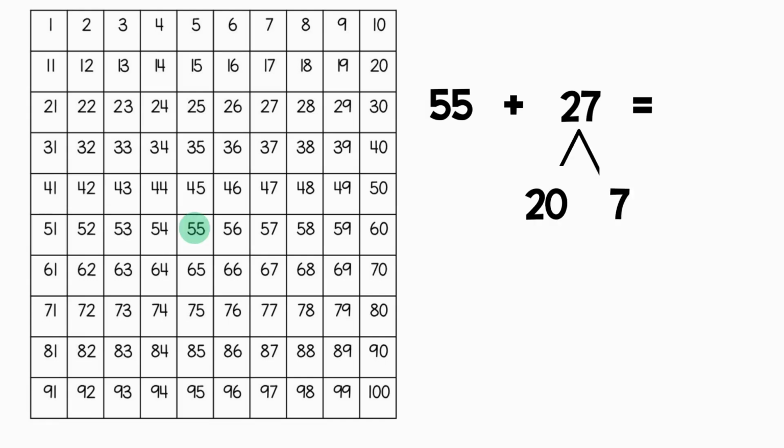Let's see how you did solving 55 plus 27. Look at the answer on the screen. It shows that 27 was broken into 20 and 7. On the hundreds chart, 55 is where you should have started. Then, you should have gone down 2 rows for the 2 tens and 20, and across 7 columns, beginning a new row when you got to the end. If you did it all correctly, you should have landed on 82. So, 55 plus 27 equals 82.